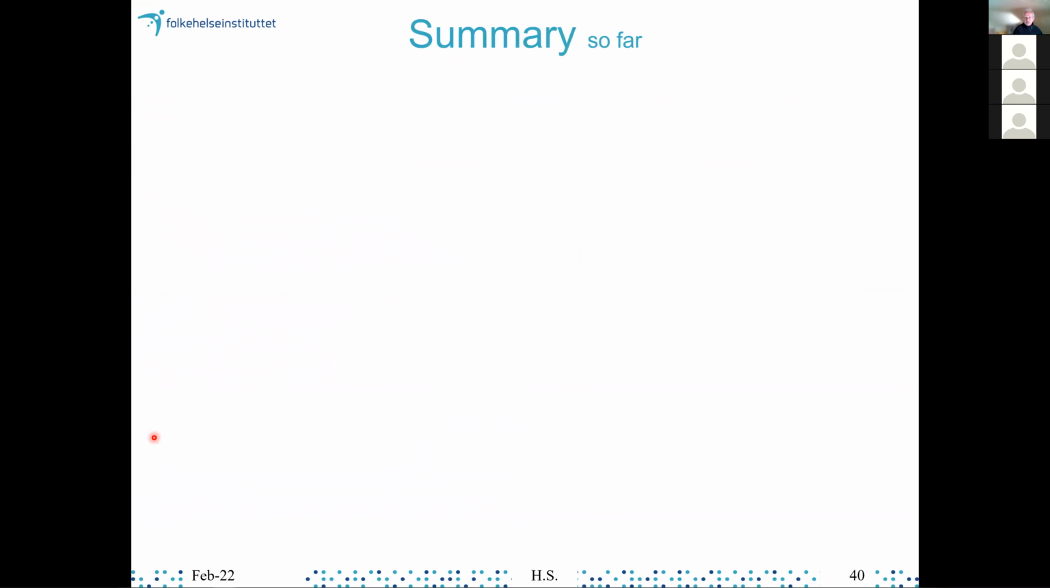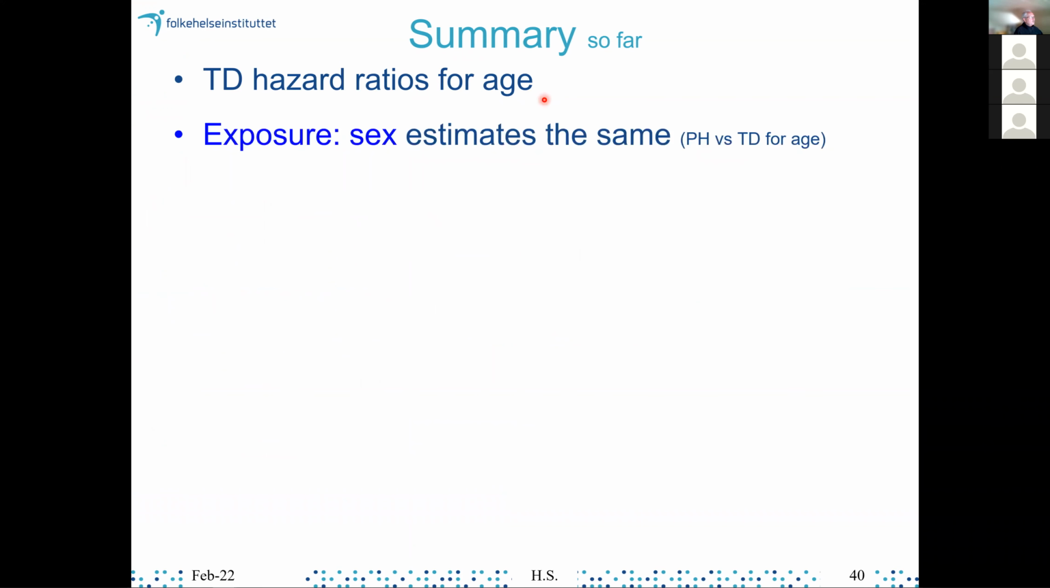So to sum up what we have done so far, we looked now at time-dependent hazard ratios for age. If our exposure was sex, then we get exactly the same estimate from the proportional hazard models as for the time-dependent model for age, meaning you don't need to put in time-dependent effects for confounders. And I think this is a general result.